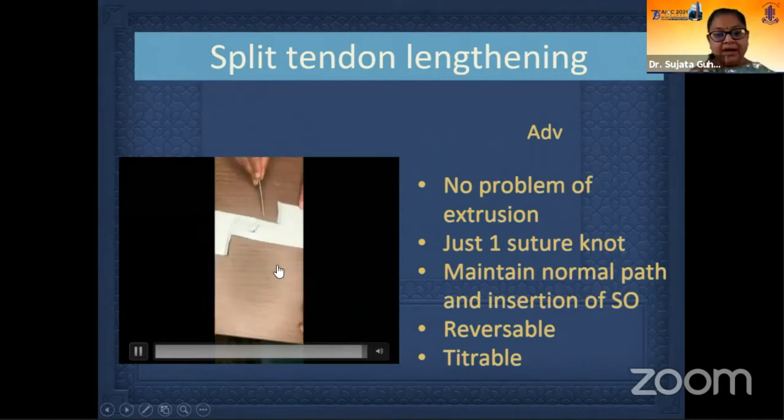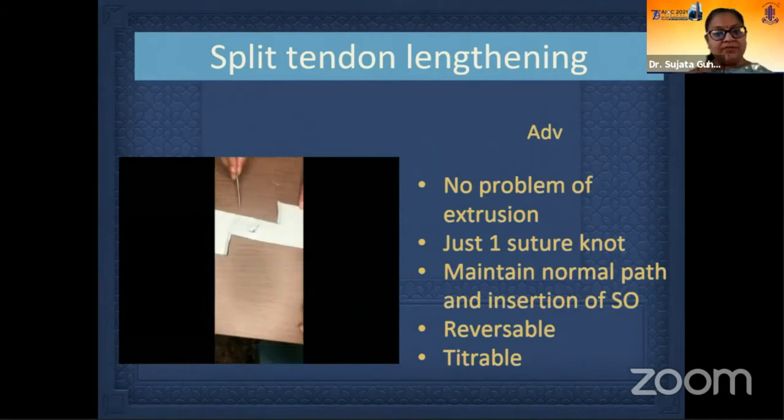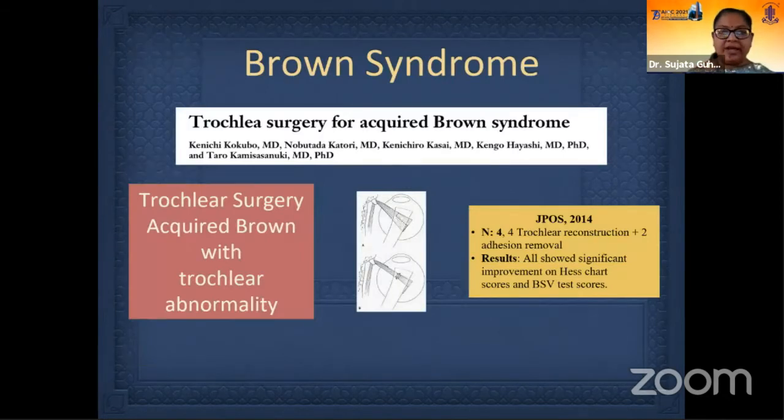The advantage of this procedure is there is no problem of extrusion. It is just one suture knot, so the granuloma is much lesser than the other modalities. The normal path and insertion of the superior oblique is maintained. It is a reversible and a titrable process. You can also operate around the trochlear area for acquired Brown's. But however, any surgery around the trochlear area comes with its own risk of adhesion and scar formation in that area.